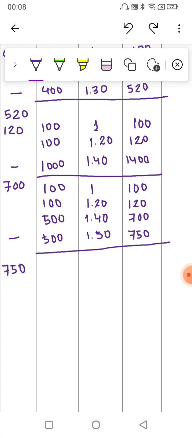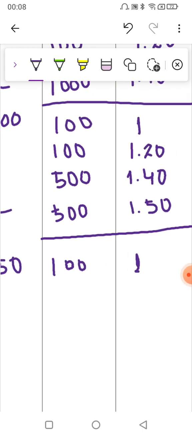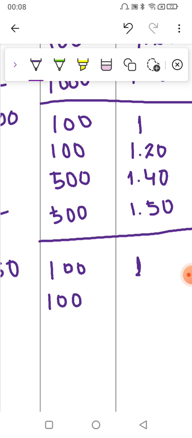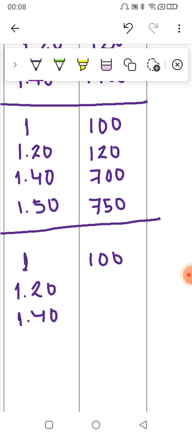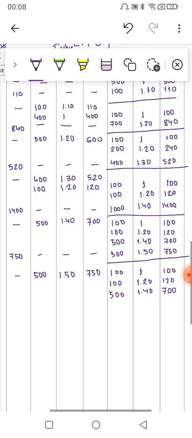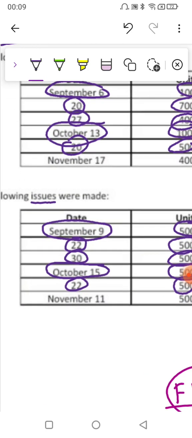Now you see from the remaining stock that we had previously, this 500 is gone. So whatever we have before this, that is 100 units of 1 rupee, 100 units of 1.20, and 500 units for 1.40 is what we are left with. So we are going to record it and write it over here: 100, 120, and 700. So this is what we had. This is what we are left with as on October 22. Now we will move to the next date. October is done. We will move to November.